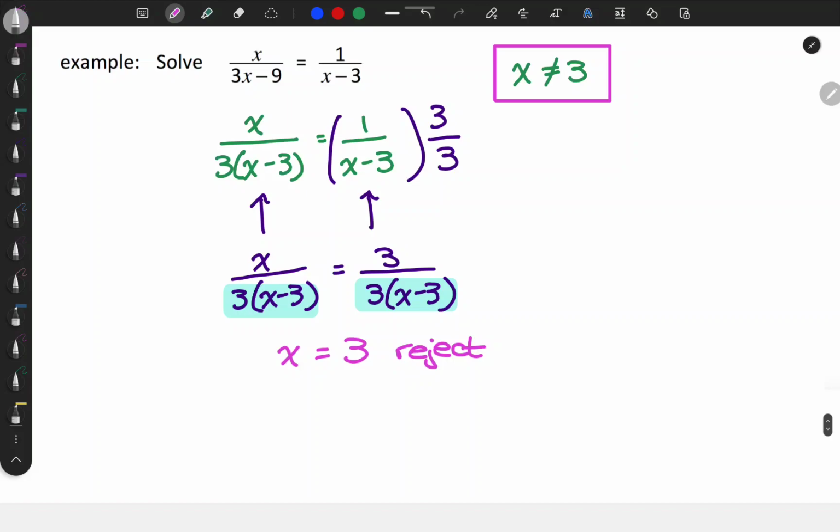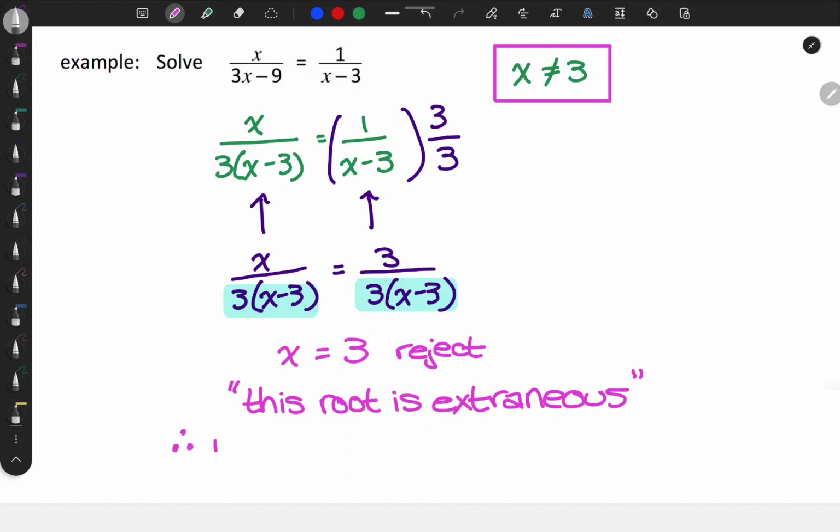The way I would verbally explain this, I would say this root is extraneous. And in finding a solution, we would say that there is no solution, or we would say that the solution set is empty.